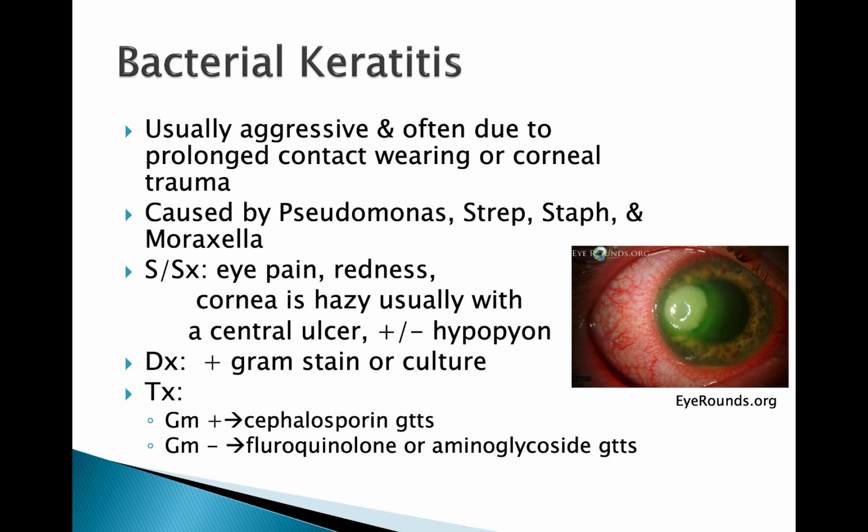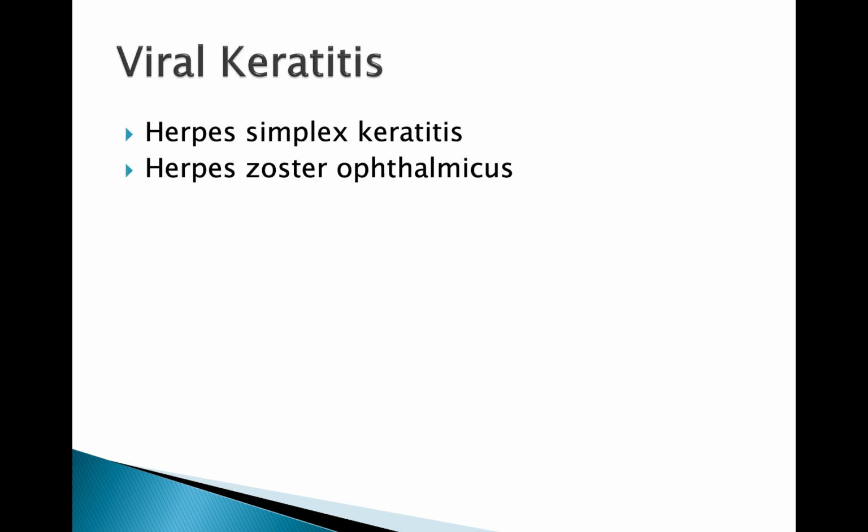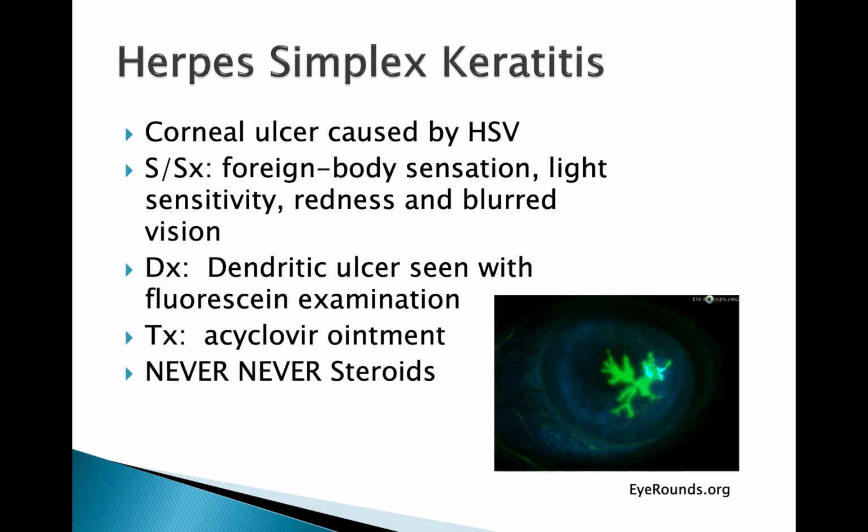So again, this is typically seen in those prolonged contact lens wearers when they're supposed to be removing it and they don't. So viral keratitis, there are two forms of this. There's Herpes Simplex Keratitis and Herpes Zoster Ophthalmicus. So Herpes Simplex Keratitis is a corneal ulcer that's caused by Herpes simplex. Signs and symptoms include they're going to have this foreign body sensation in their eye. They're going to have light sensitivity and redness and blurred vision.